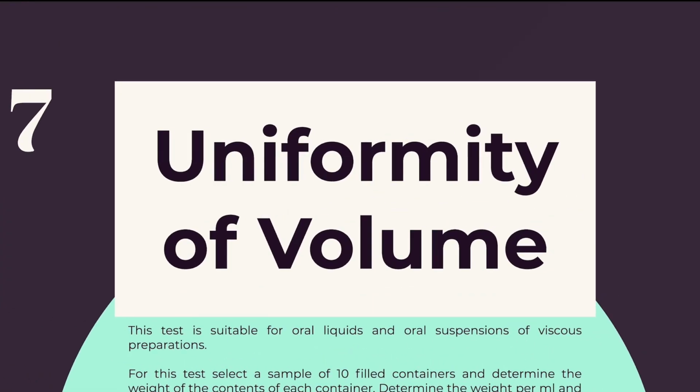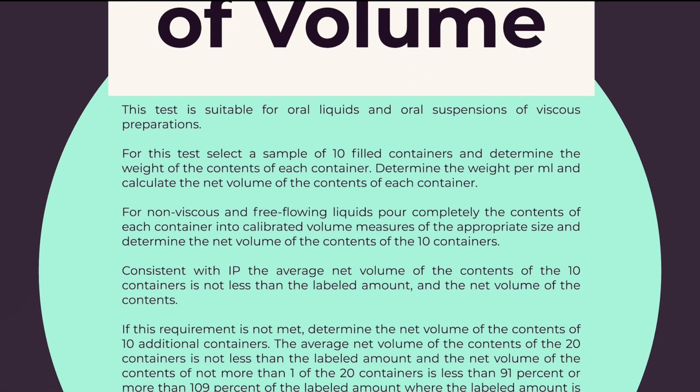7. Uniformity of volume. This test is suitable for oral liquids and oral suspensions of viscous preparations. For this test, select a sample of 10 filled containers and determine the weight of the contents of each container. Determine the weight per milliliter and calculate the net volume of the contents of each container.